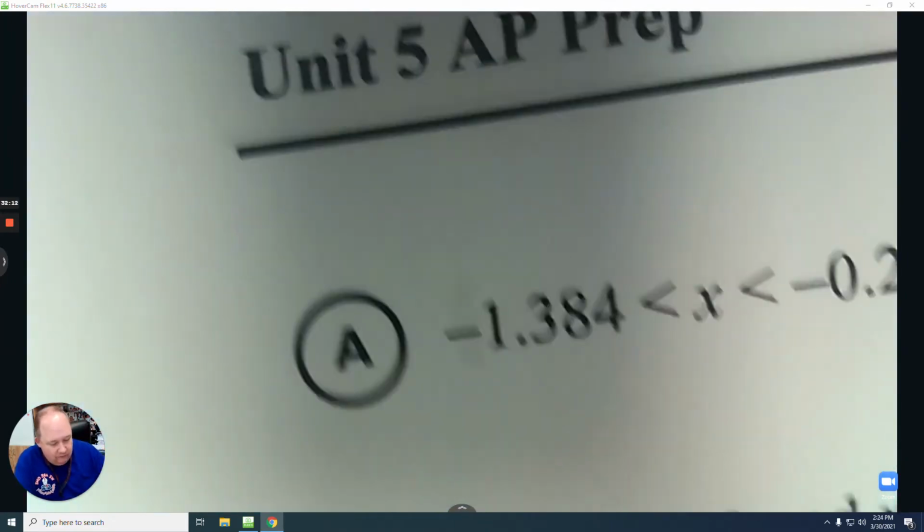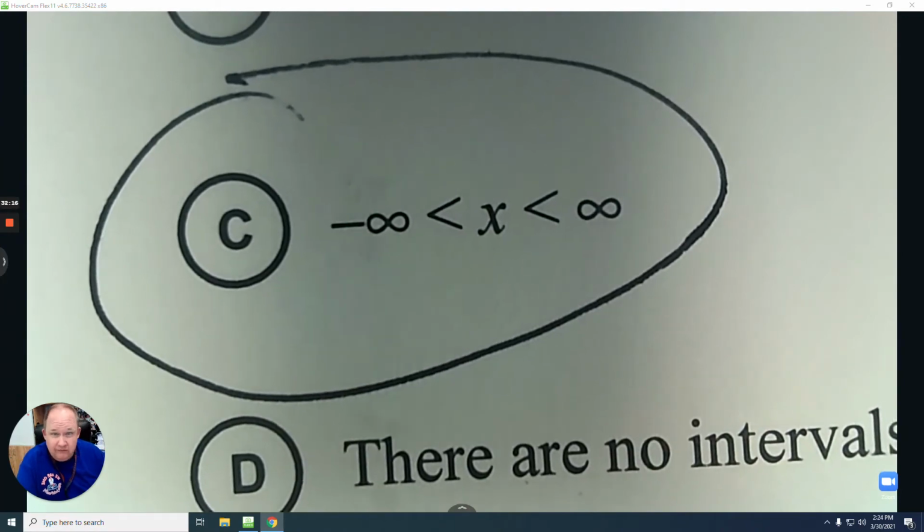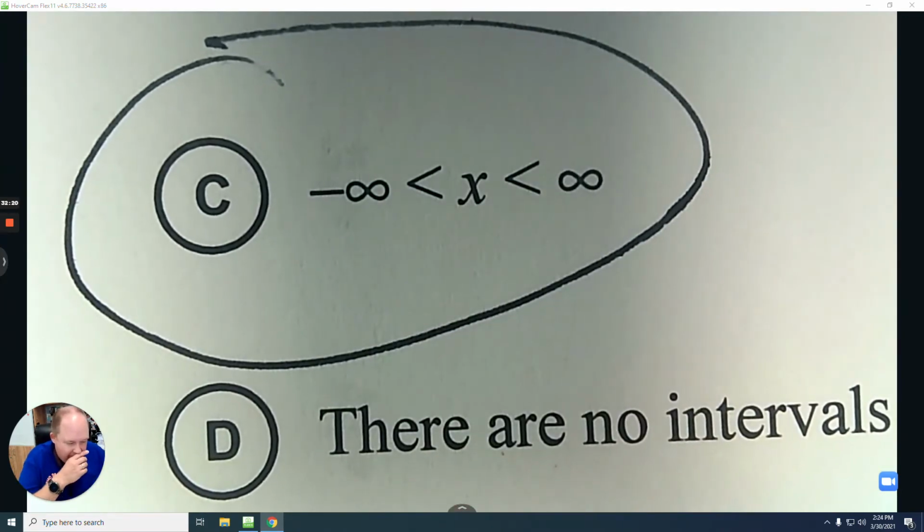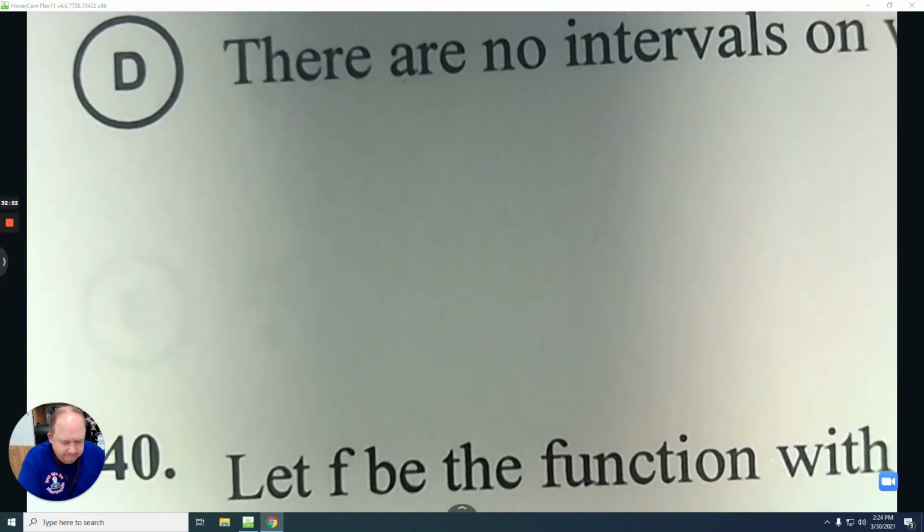So the entire graph is above. And if the entire graph is above, that means the entire function is always increasing. So the correct answer here, because the entire derivative is above the axes, is that it's always increasing from negative infinity to infinity. All right, number 40.